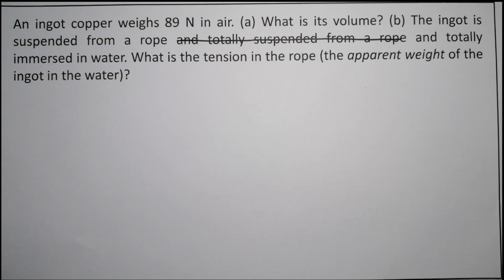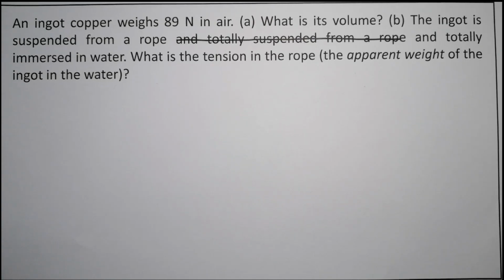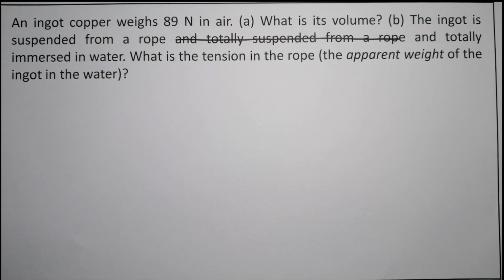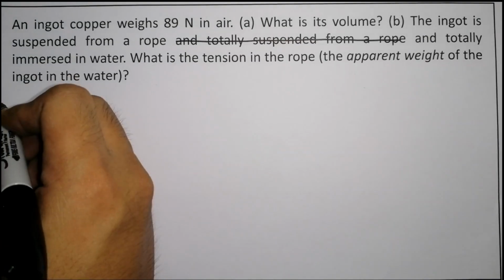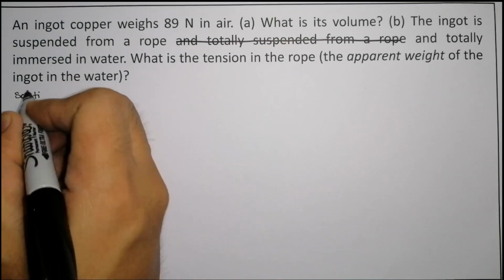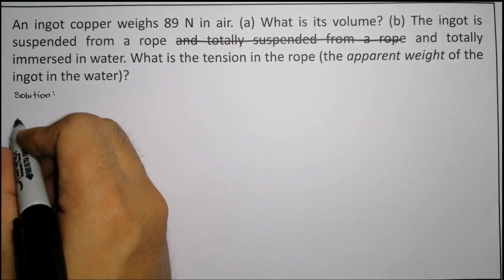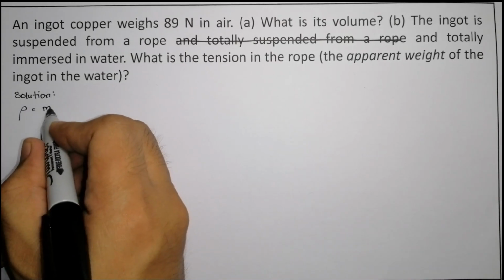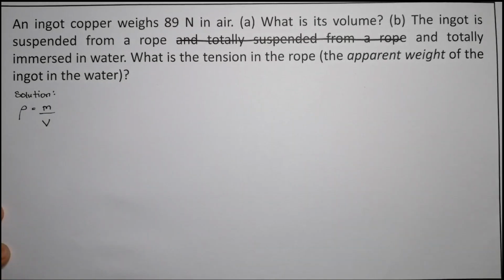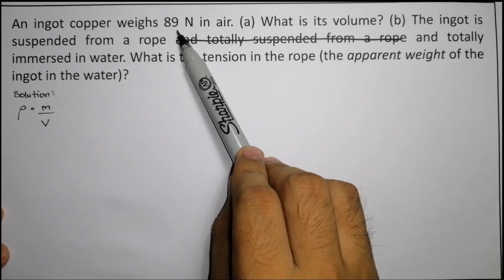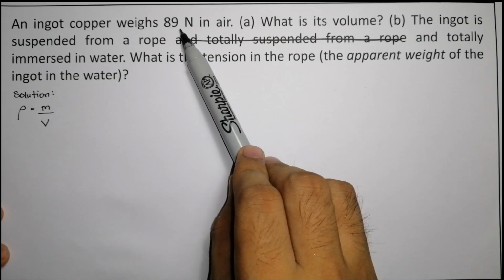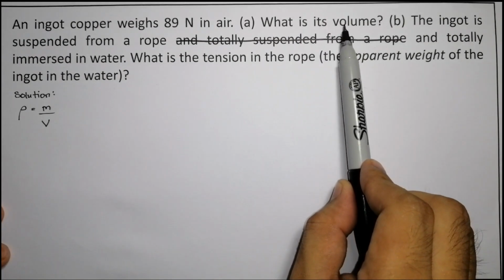Now to solve for letter A, the volume, we'll use the formula for density. We all know that from our previous videos. So for the solution, we know that density is equal to mass divided by the volume. In this case, we are given the force or the weight, which is in newtons. So we can use this to get the volume. Now how do we do that?